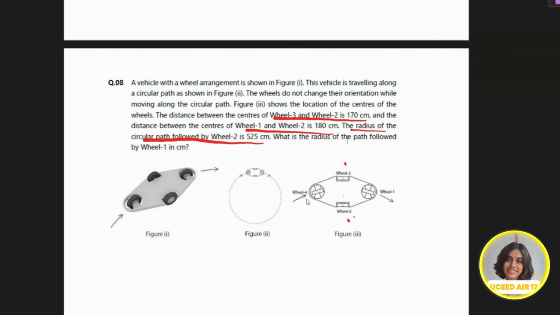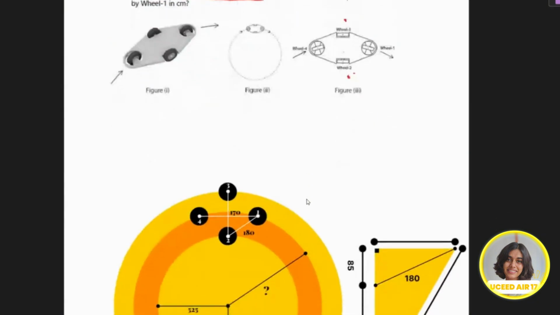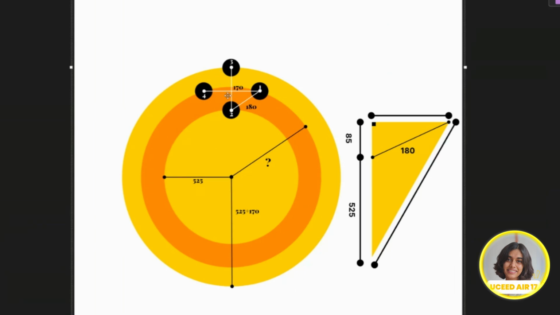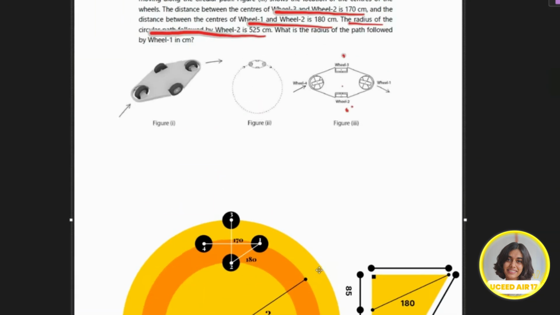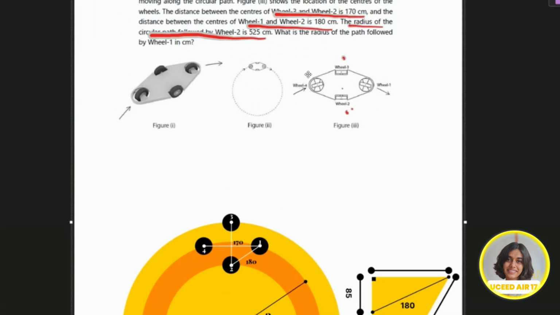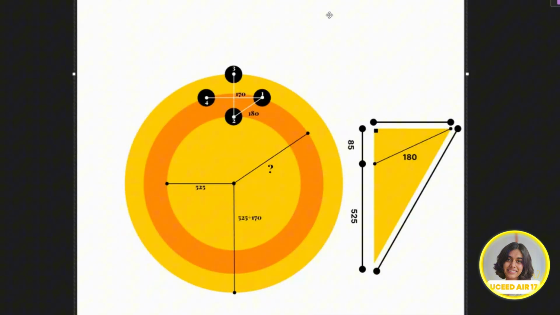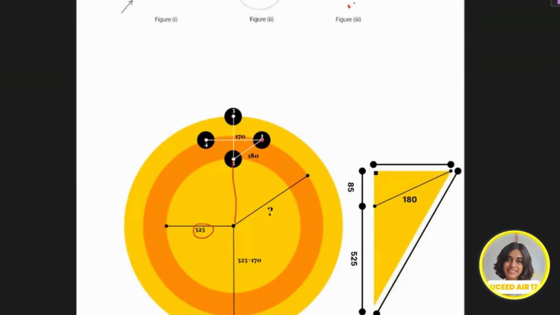Okay. So I have made sort of a simplified diagram for you guys. Let me explain. This is the wheel board or something, and they have given basically the distances between the centers of the wheels, and they have given one radius. This radius they have given, which is 525, and now they are asking the radius of wheel 1, this.